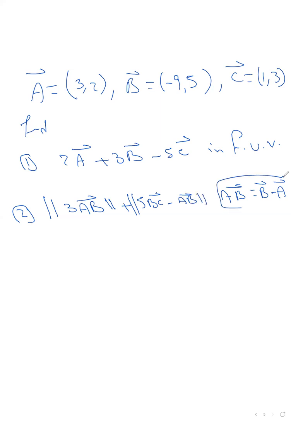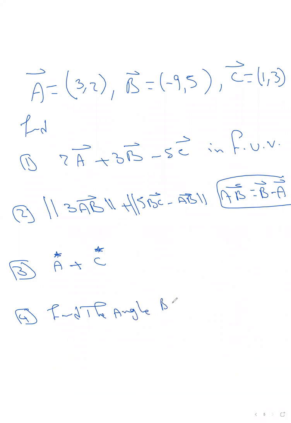Okay. Number 3, find A star plus C star. Number 4, find the angle between vector A and vector B. Okay?